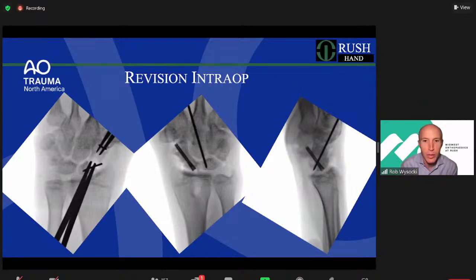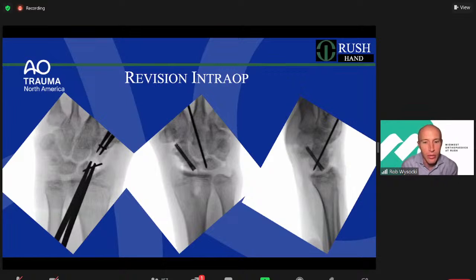You can start this pin, and this is the kind of pin we would use for four-corner fusion. You start it in the index-long web space, drive it through the capitate towards the lunate, and once it's heading towards the lunate, you can extend the capitate on the lunate, as much as you want or beyond neutral, and then drive the pin down to capture the lunate. I'll typically leave it in at least 6 weeks, just cut it below the surface of the skin, although you could leave it proud up to about that long.